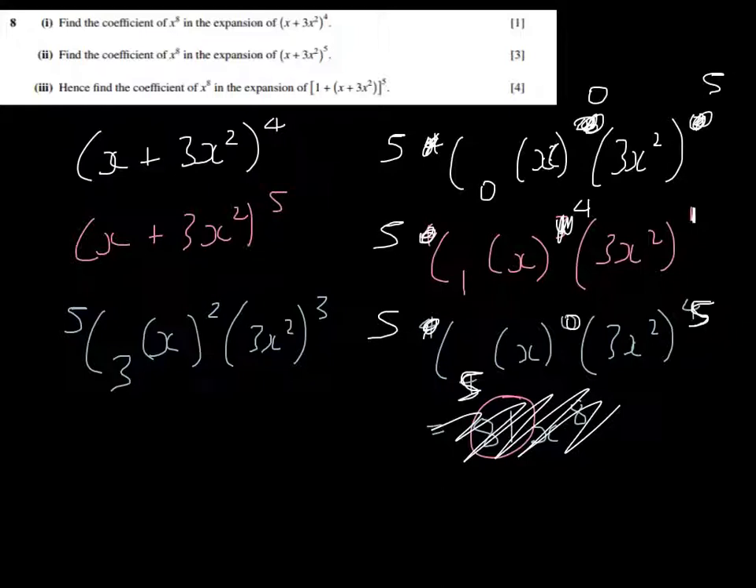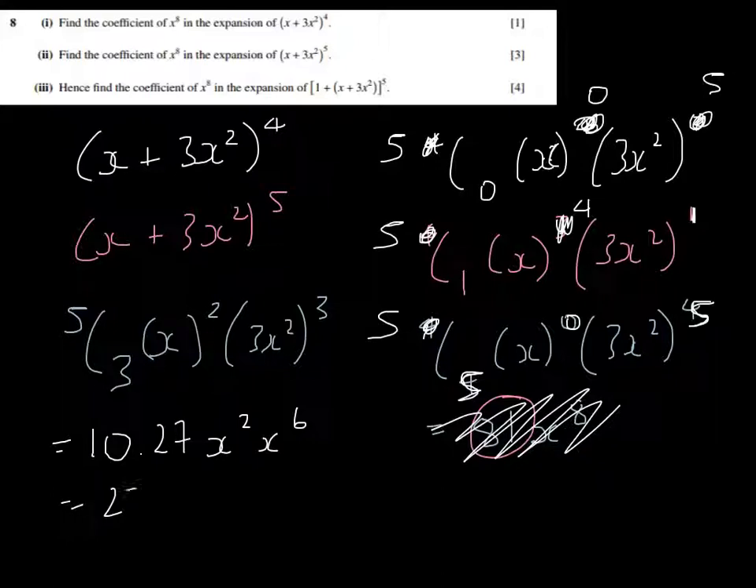So if we go ahead and work that out, 5c3 is 10. Obviously we've got x squared over there and x to the power of 6 over there, which is x to the power of 8. But don't forget that it's 3 to the power of 3. So everything inside that bracket is raised to the power of 3. So 3 to the power of 3 is 27. So that's times by 27.